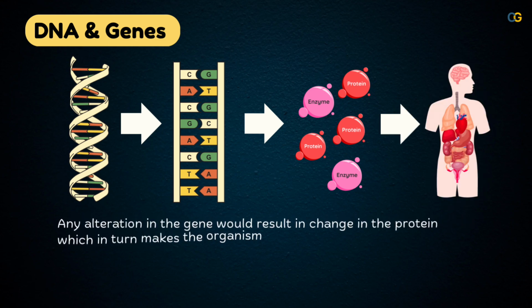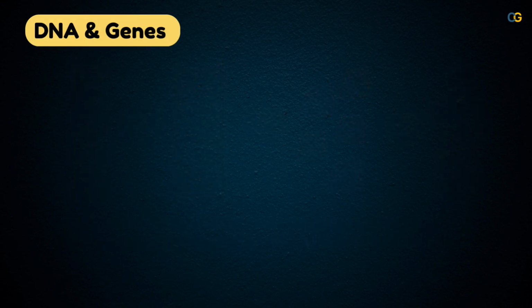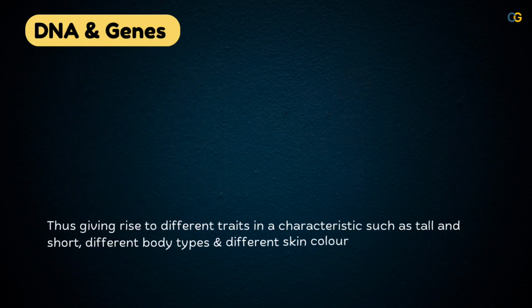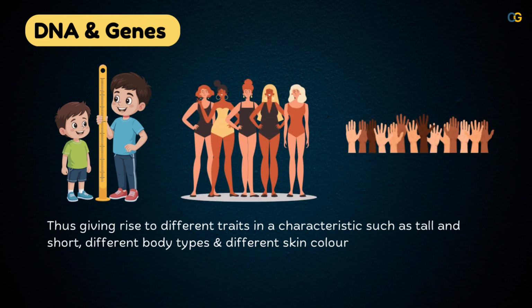Any alteration in the gene would result in a different protein, in turn making the organism a little different than the other. That is how we have different traits in a characteristic, such as tall and short, or different body types, or different skin colors.